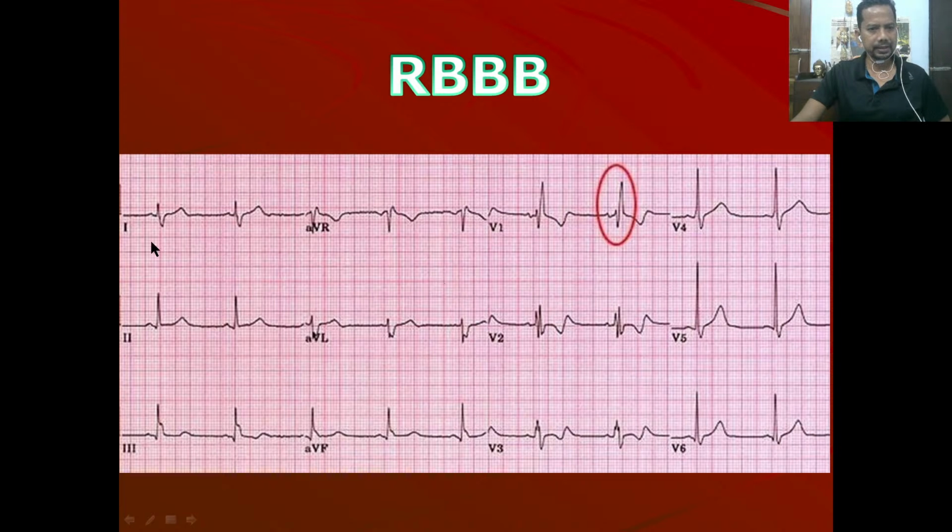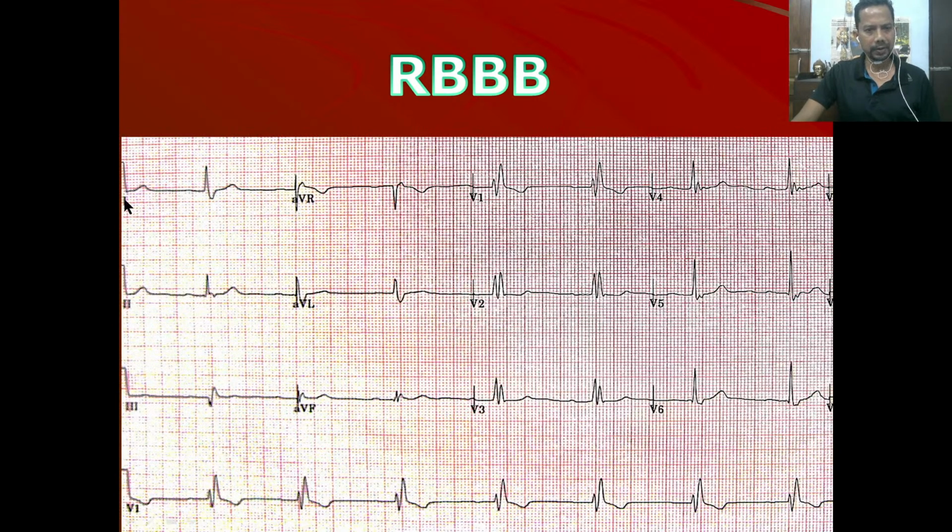Now how is it right axis deviation? You see R and S, okay. So this is an isoelectric complex in lead 1 and a very tall R wave in AVF. So the impulses are coming towards AVF, that is why it is very tall. So there is a right axis deviation.